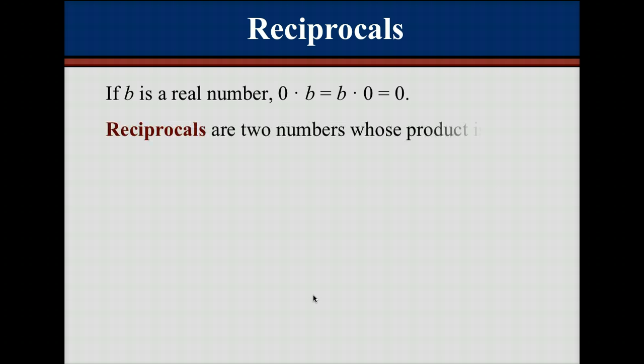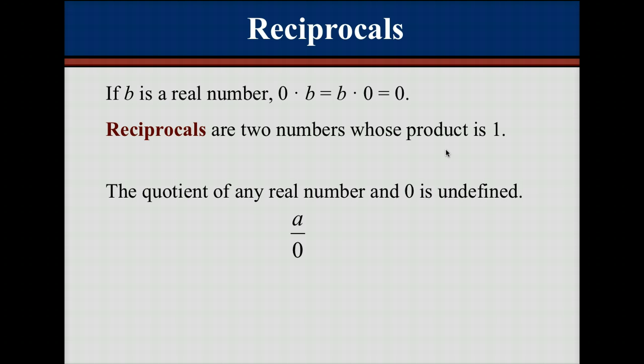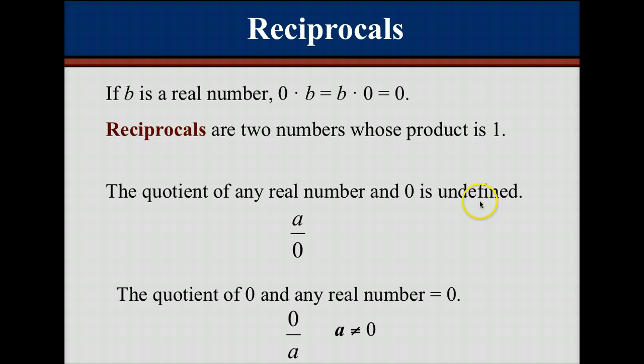Reciprocals. Reciprocals are two numbers whose product is 1. So like 2/1 times 1/2 will give you the answer 1. The quotient of any real number and 0 is undefined. So whenever you have a 0 in the denominator, your answer is undefined. However, if 0 is in your numerator, your answer is going to be 0. So the quotient of 0 and any nonzero real number is equal to 0.